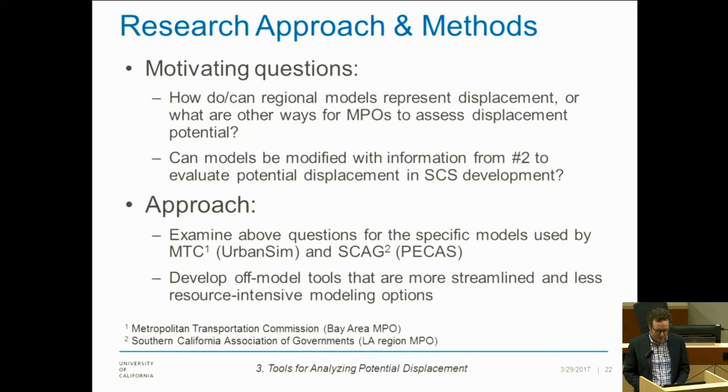The basic questions are, first, how do the regional forecasting models currently represent displacement? And then second, how can these representations be enhanced? The research team looked at this for two specific models, the one used in the Bay Area and the one used in the Los Angeles region, and also developed some standalone tools that are more streamlined. So I'm going to cover each of those topics briefly.